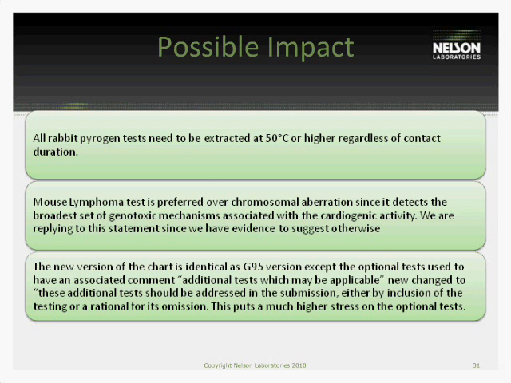The next one is all rabbit pyrogen tests need to be extracted at 50 degrees C or higher, regardless of contact duration. Now, this one's kind of funny to me because we did have one earlier where we talked about prolonged contact needing to be 50 degrees Celsius. This one just says all rabbit pyrogen tests need to be extracted at 50 degrees. I'm okay from a scientific point of view saying that, but the one thing, and this is my feedback to the FDA on the draft document, was what about those devices that have chemical change at 37? We mentioned that before in the principles in the first part of the presentation.